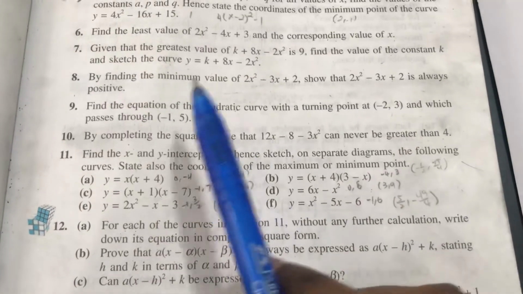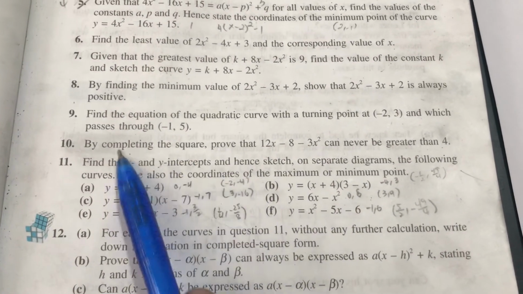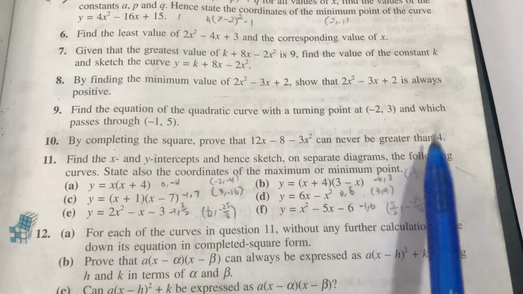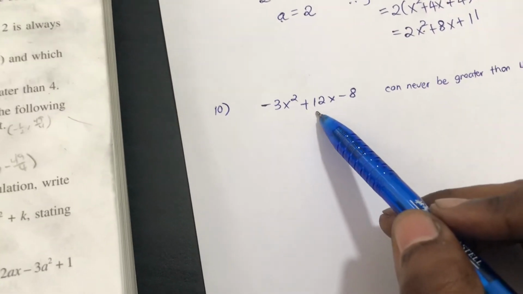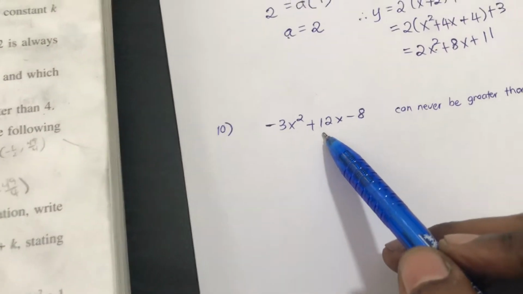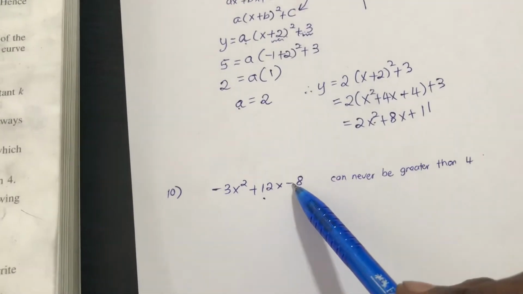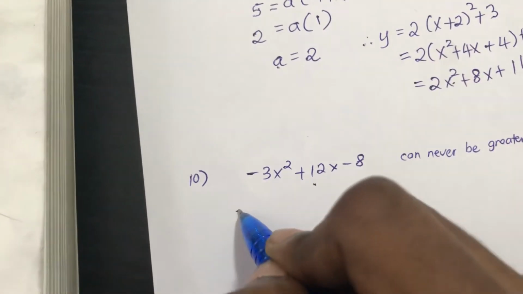Okay, let's look at question 10. By completing the square, prove that this can never be greater than 4. If you don't understand, let's check what happens. I have written it in this format and I'm going to do completing the square the long way. If you want, you can expand and then compare, okay? But I just want to help you understand.